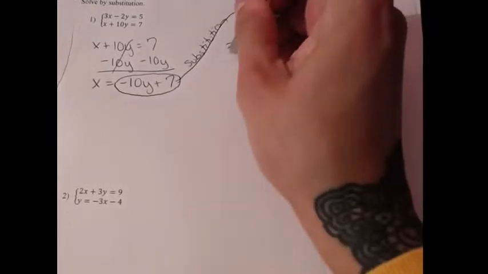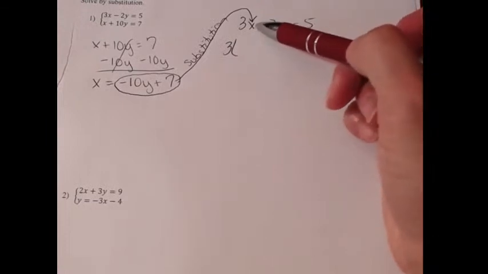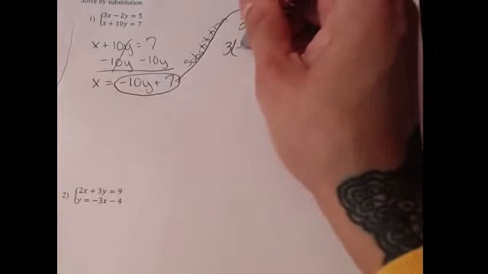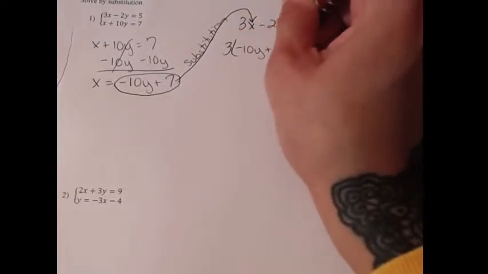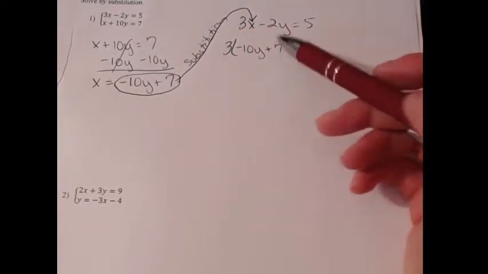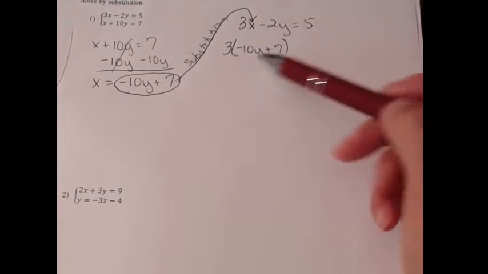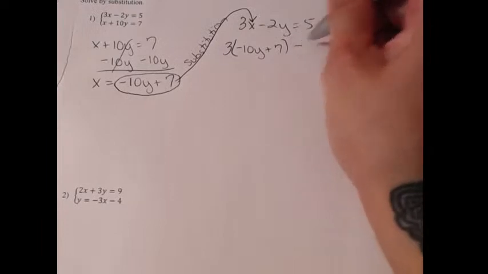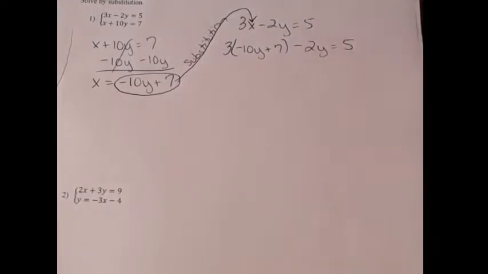So we have 3 parentheses in place of x. Remember, x goes away because x is negative 10y plus 7. So we're going to replace x with this expression. So there's 3x minus 2y is equal to 5. Not bad, right? You make a direct substitution. Now all we have to do is do the math. We're now back in unit 2 where we're like, oh, I know how to solve this.